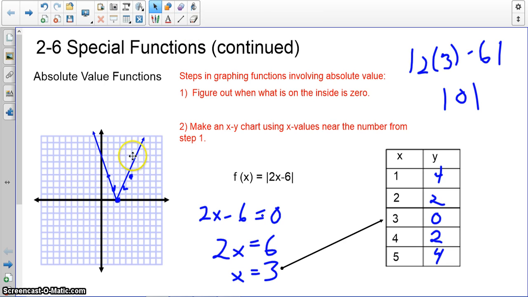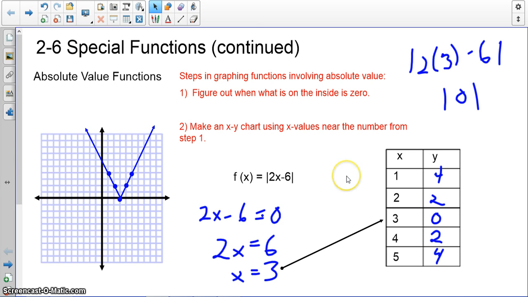All right, let me clean it up. There you go. That's really kind of ugly, but oh well. All right. Okay, I paused it and cleaned it up a little bit because it looked pretty bad. But I take these 5 points and they make that kind of V shape, and there you go. That is the absolute value of 2x minus 6.